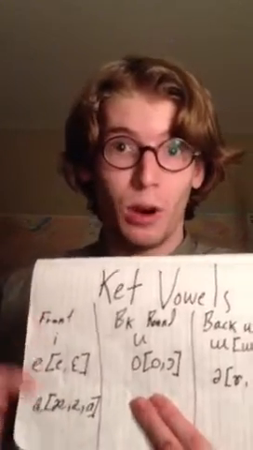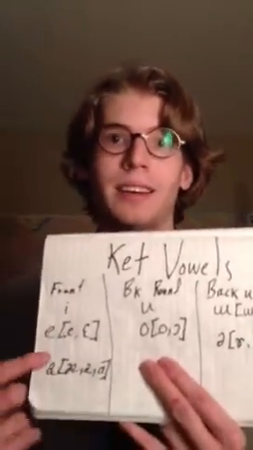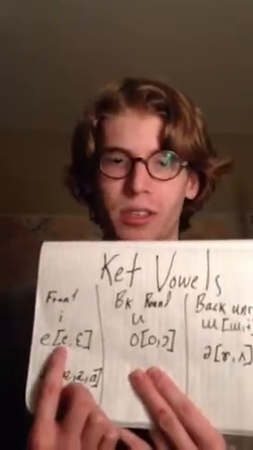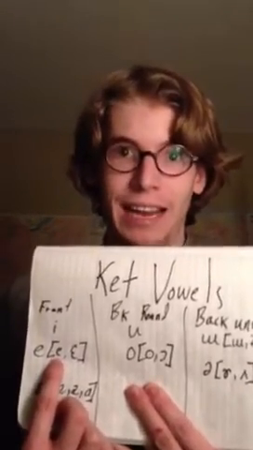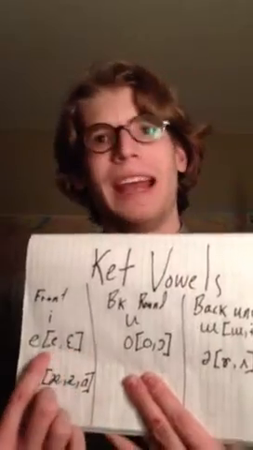Let's look at E. Of course, here are our front vowels, right? E, and there are 2 allophones of E.